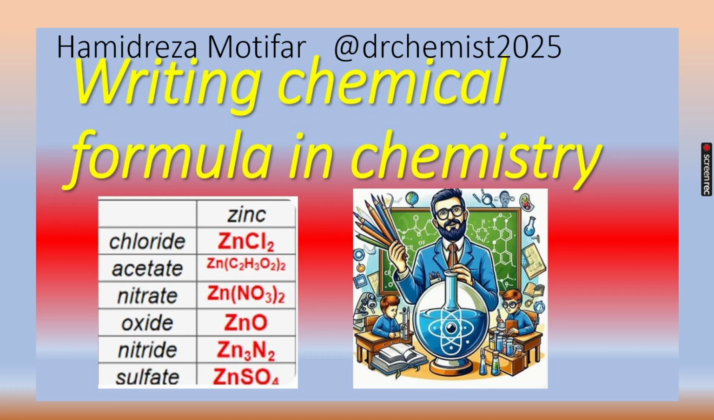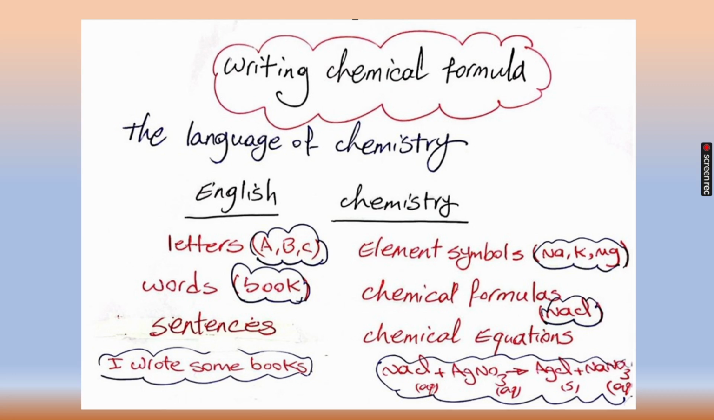Okay, let's get started. First of all, you know that writing chemical formulas is kind of like a language. For example, in English, you have letters, words, and sentences. Letters go together and can create words, and the words can create sentences. For example, letters: ABC; words: book; and sentences: I wrote some books.